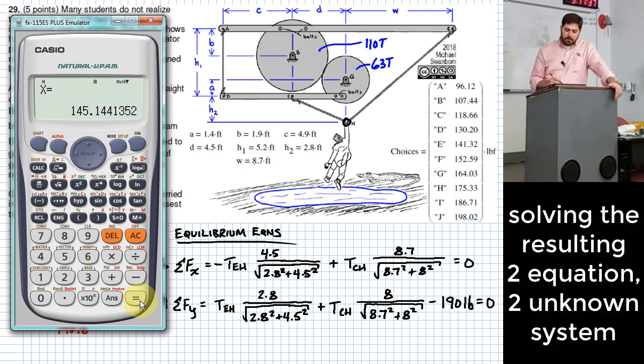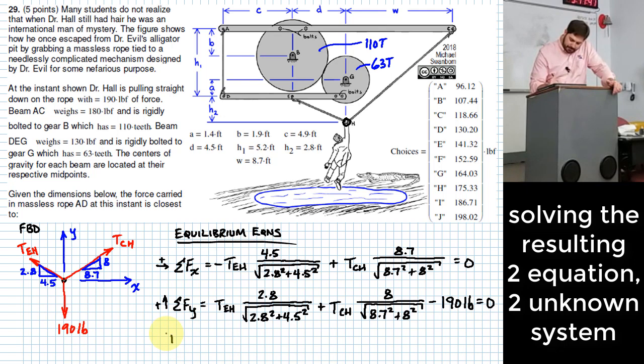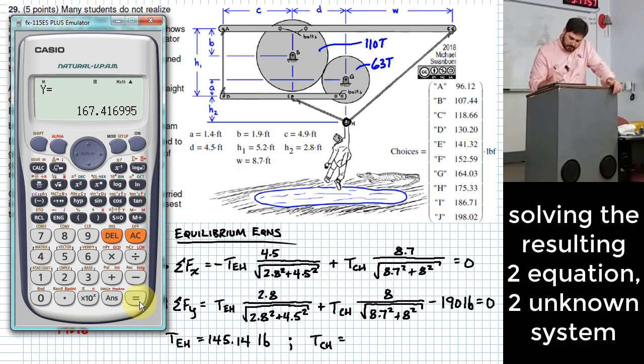So I end up with 145.14 for TEH. Okay, that would be in pounds. And TCH is going to be equal to 167.42.